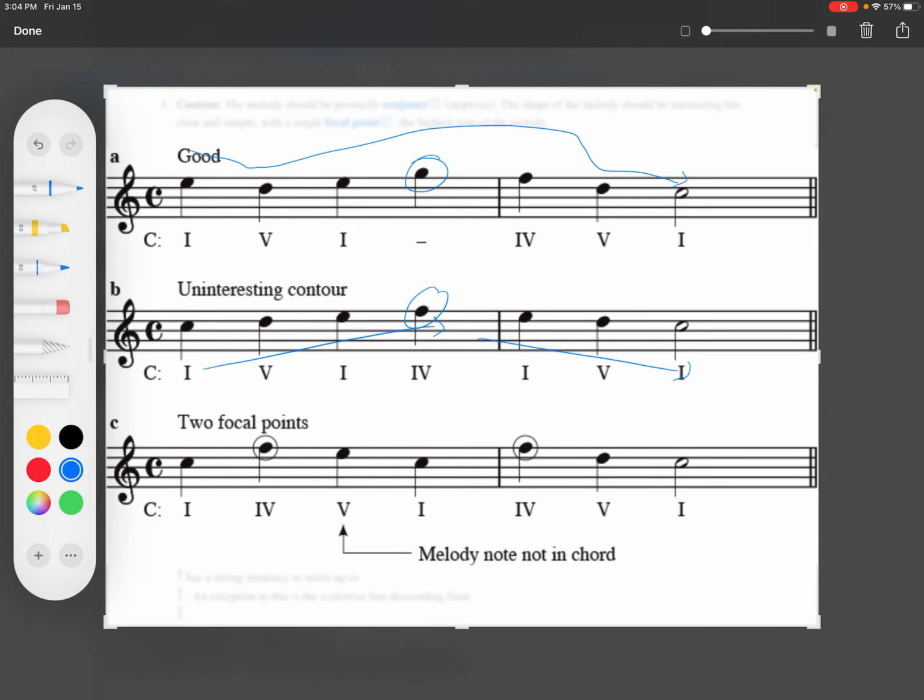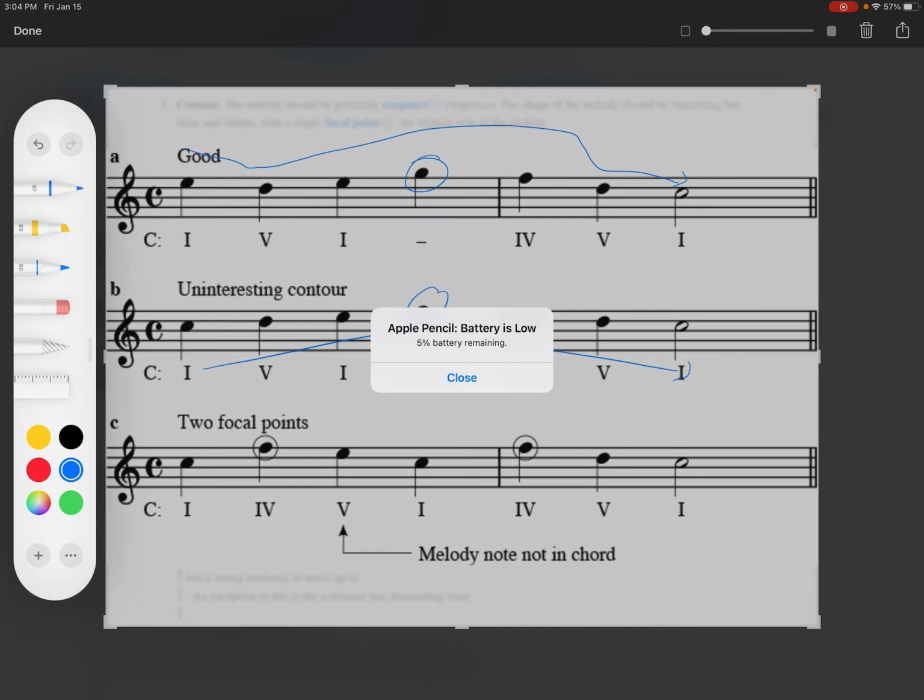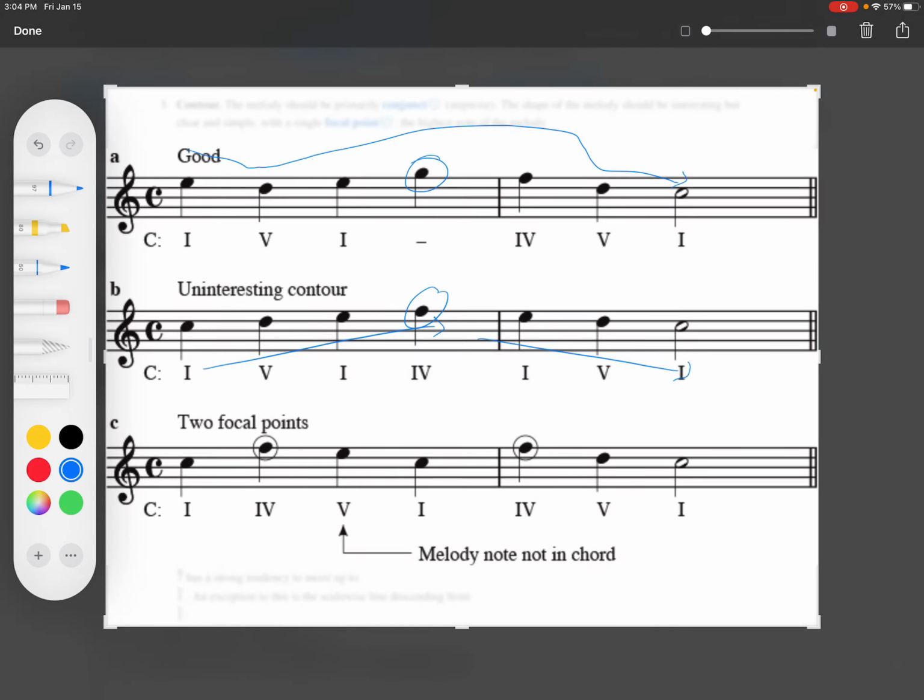Now let me play the chords so you can hear some of the other things going wrong with it. Hopefully you heard that. Oops, my Apple Pencil is running out of battery here. So we have two focal points, and I think that's pretty clear.